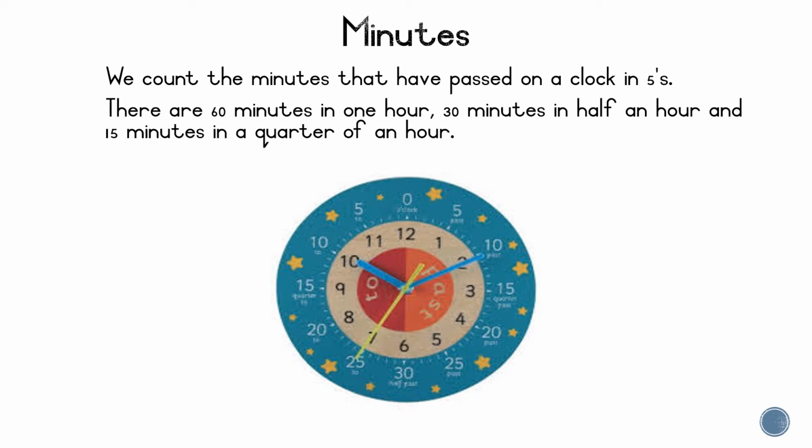Because remember, time doesn't stand still. It keeps on moving forward. Just to remember again, on the right side of a clock, when we read the time, we say past. But on the left side, we're going to read to. So then we look at how many minutes are left until we reach the next full hour. That's why they count backwards in fives again.